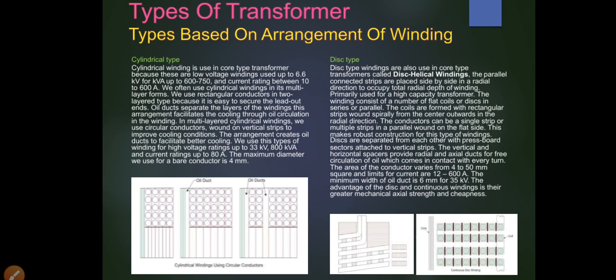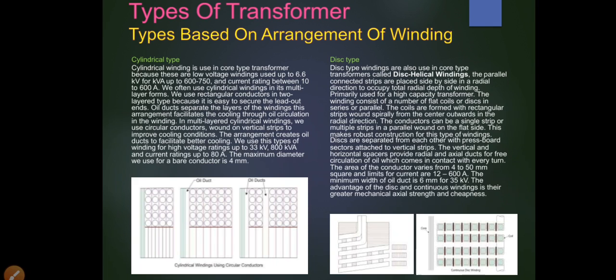The coils are formed with rectangular strip wound spirally from the center outward in the radial direction. The conductors can be a single strip or multi-strip in parallel wound. Just to observe, this is the parallel wound multi-strip and single strip, like this. The conductors can be single strip or multi-strip in parallel wound on the flat side, and this makes a robust construction for this type of winding.